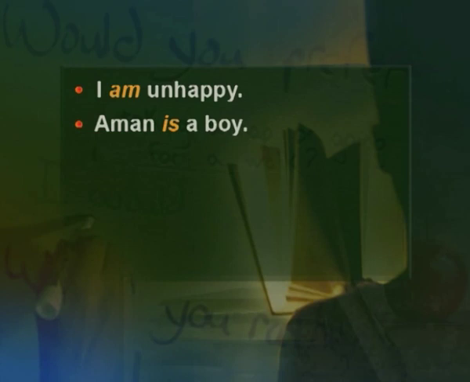Apart from the verbs which tell us about the main action performed, there are certain verbs which show us the state of being, the state of position, and the state of doing. Let us understand it more clearly by looking at the examples below. I am unhappy. Aman is a boy.